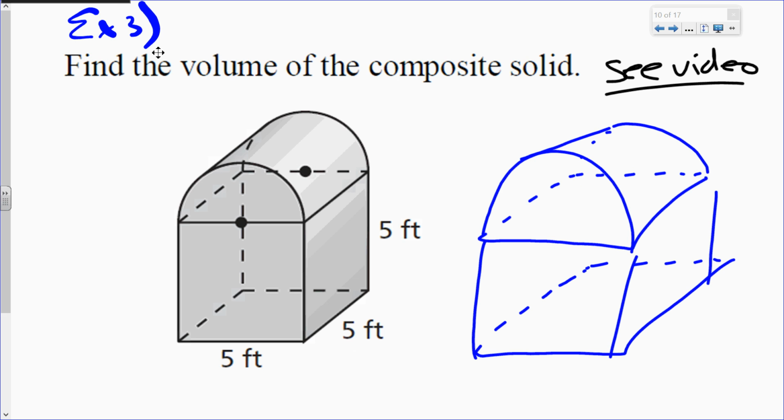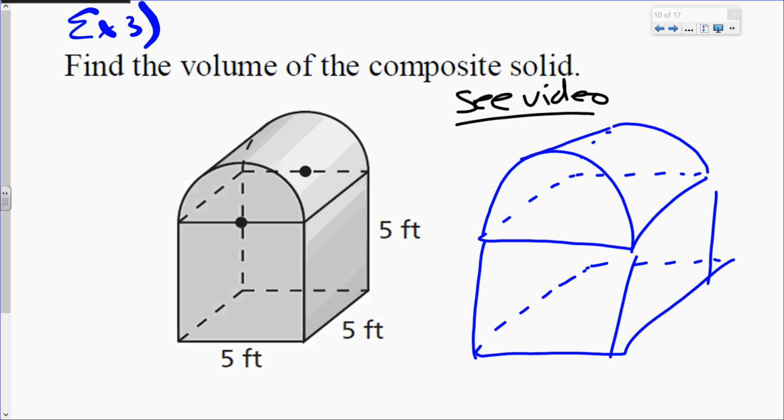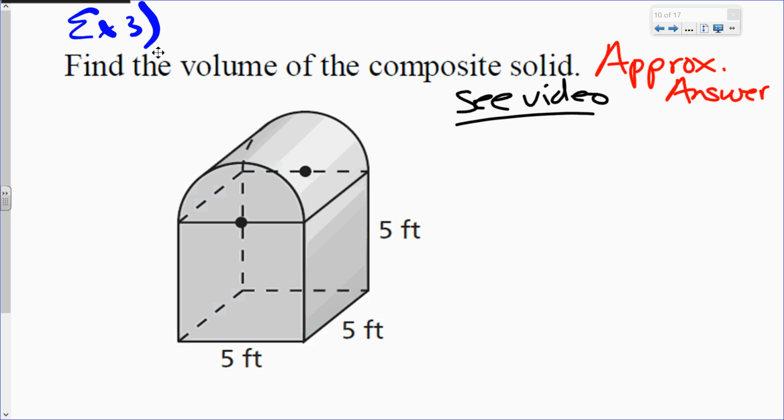Find the volume of the composite solid. Again, watch the video if you're a crappy drawer. We're going to give an approximate answer. That means we're going to replace pi with 3.14. Okay. Erase my crappy drawing, and let us proceed.